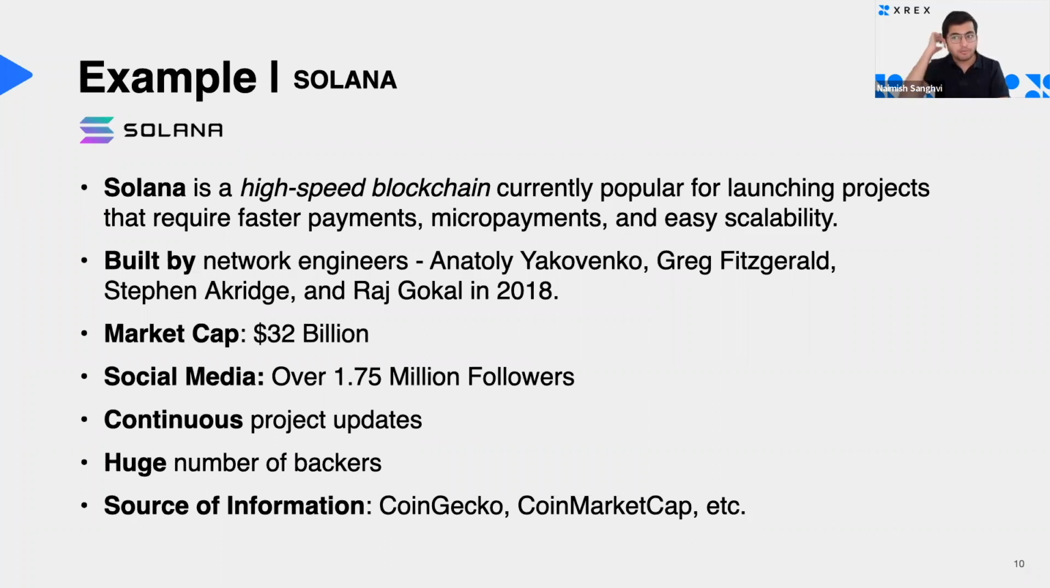You can see that Bitcoin, as I said, was slow. Ethereum is slow. Many other blockchains are slow. So Solana solves that problem, right? It's a high-speed blockchain currently, popular for launching projects that require faster payments, micropayments, and easy scalability. It's high speed. It's cheap. So people can use Solana to build projects that require small payments frequently. That cannot be done on Ethereum because it's too slow and too expensive for that. So Solana solves a problem, right?